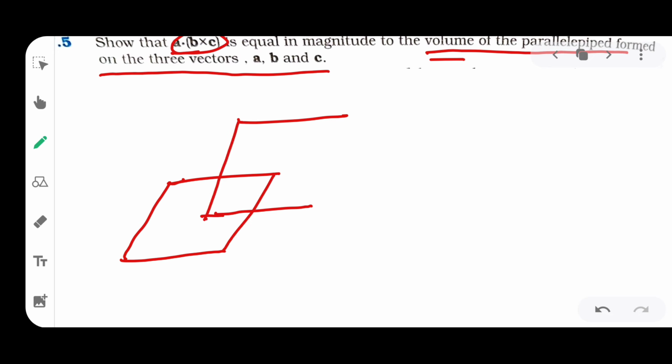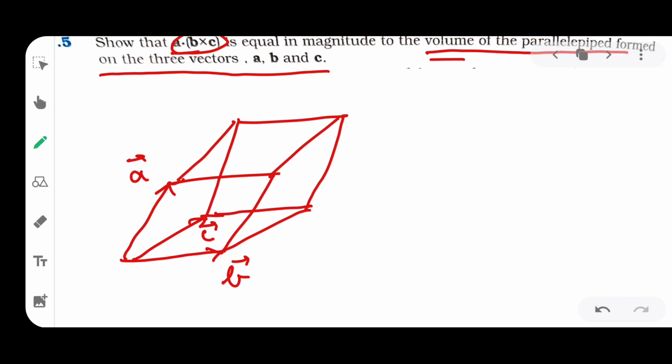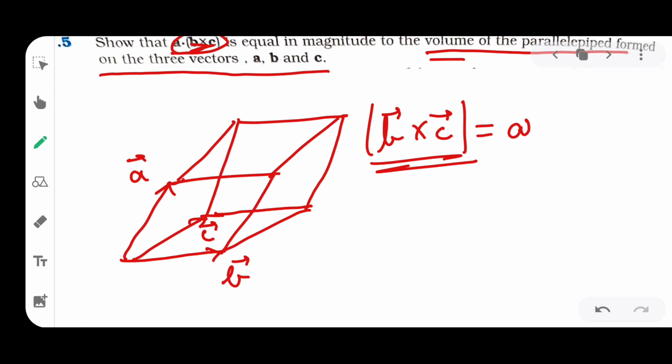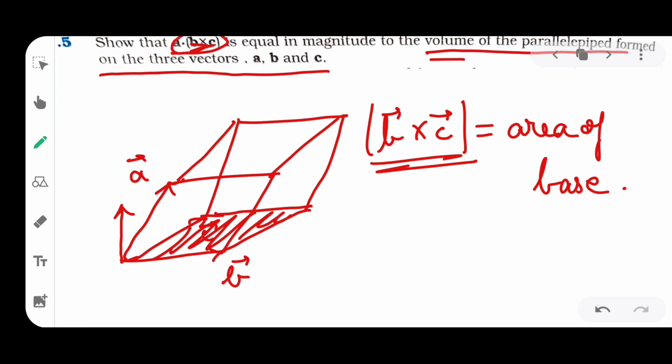There we go. So this is your parallelepiped. Somewhat distorted, but we'll manage. This is B vector, this is your C vector, and this is your A vector. Here the magnitude of B vector cross C vector is actually the area of the base, and the direction will be perpendicular to this base. Let us say that this angle is theta.